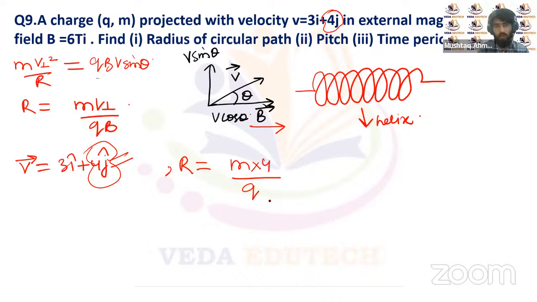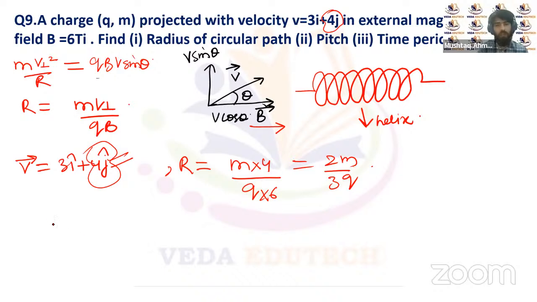The charge is q, the magnetic field is 6 Tesla, so it will be 2m upon 3q. This will be the net radius of the circular path. Now pitch, we define it as the drift: the horizontal distance traveled by this charged particle along the horizontal direction in one complete time period.